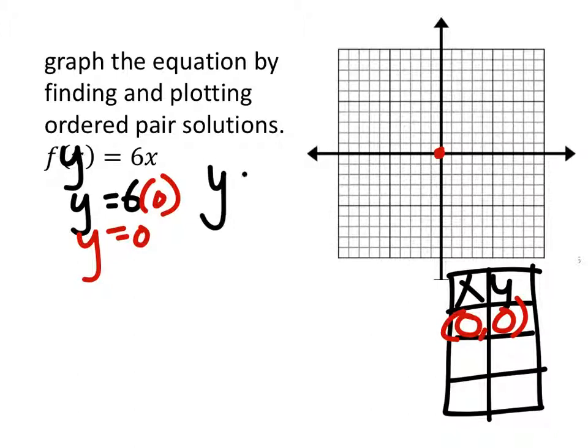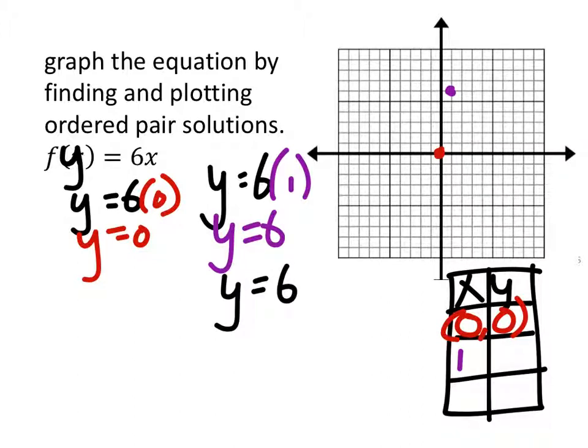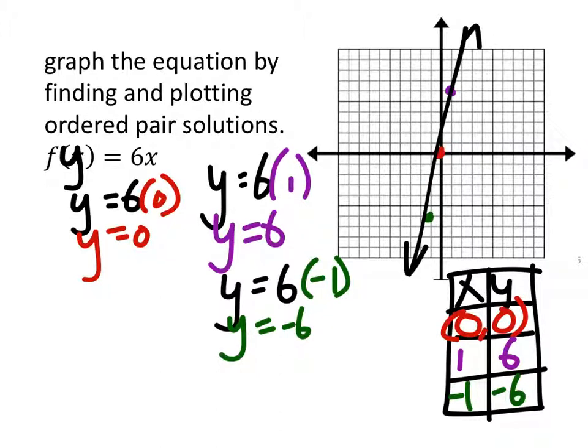Next up, y equals 6x. But in this case, we can choose an x. Let's say 1. 6 times 1 is 6. Y equals 6. Bam, (1, 6), right there. And then finally, same idea, y equals 6 times x. But this time we'll say x is negative 1. So y is negative 6. Oh, I forgot to write that in the table. There we go, (-1, -6). Negative 1, negative 6 is right here. Let's graph that. Bam. That'll do.